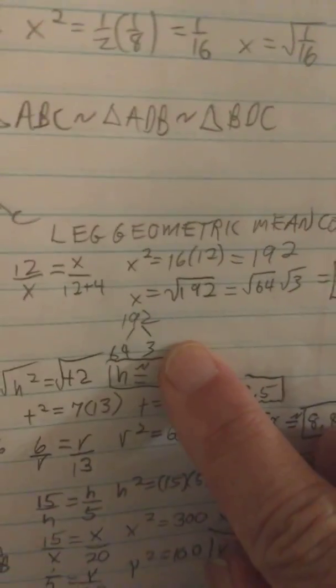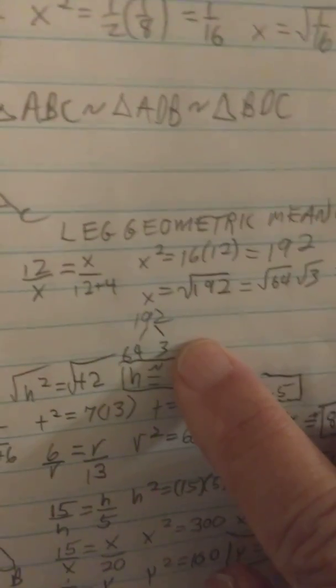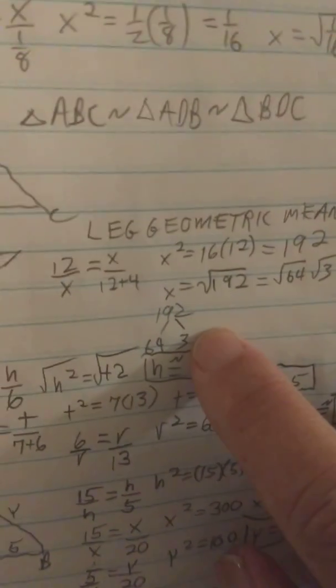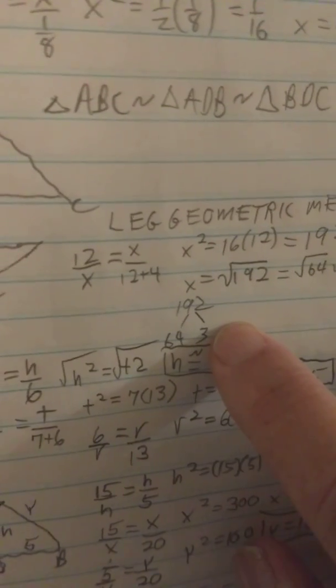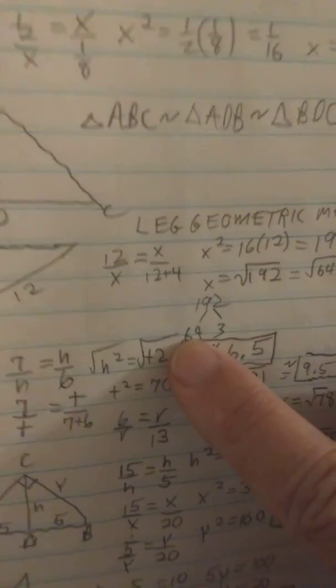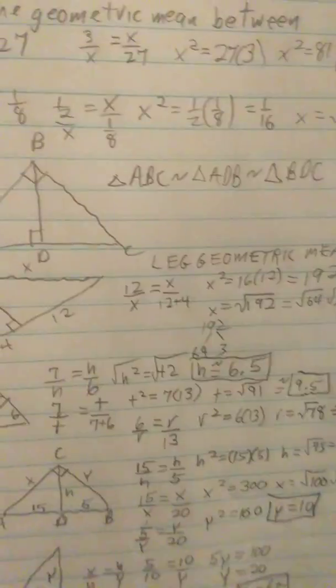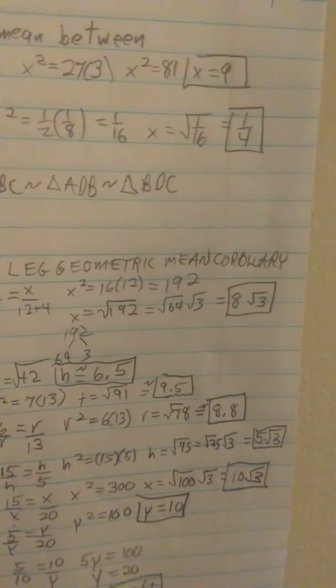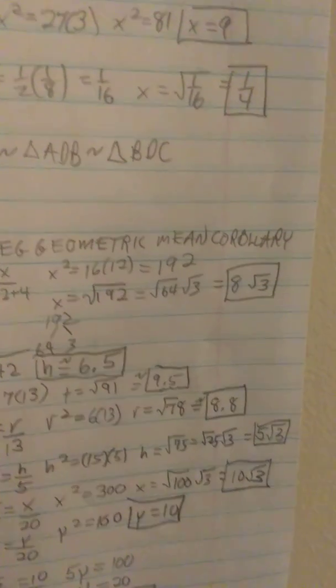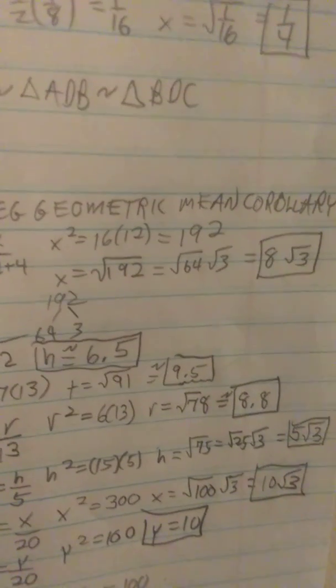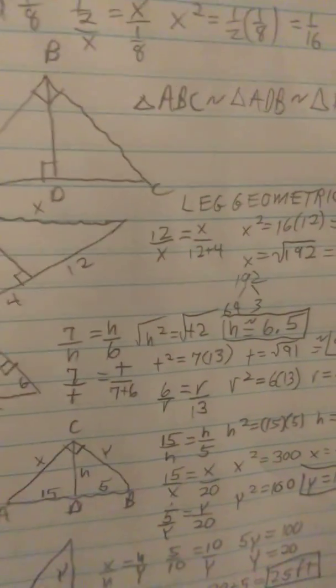And looking at the prime factoring for 192, if I divide by 2, I get 96, which isn't too helpful. But if I divide 192 by 3, I get the perfect square 64, and that's what I need. So I'm going to take the square root of 192 to be the square root of 64 times the square root of 3, or 8 times the square root of 3.